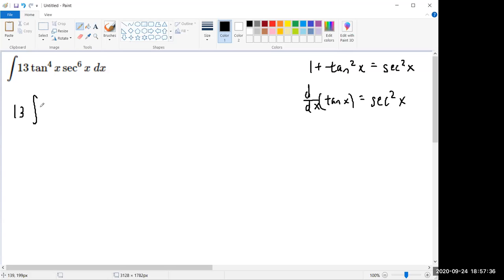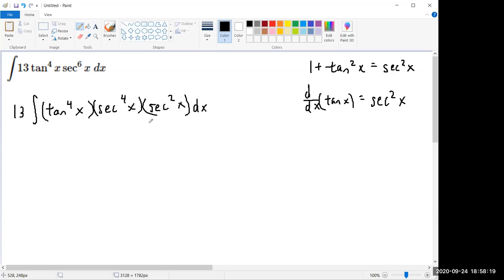I do think we could split secant to the 6th x, but in a slightly different way. Maybe as 4 and 2: tan to the 4th x, secant to the 4th x, and then another secant squared x. So does anyone see why this is good? Because if we take u for tangent x, we could easily take the derivative and it'll cancel out.